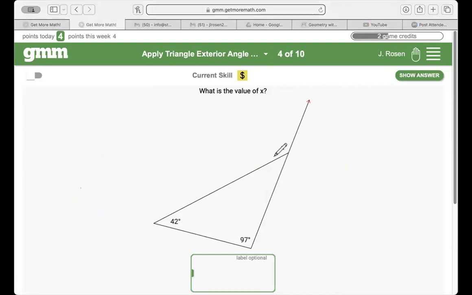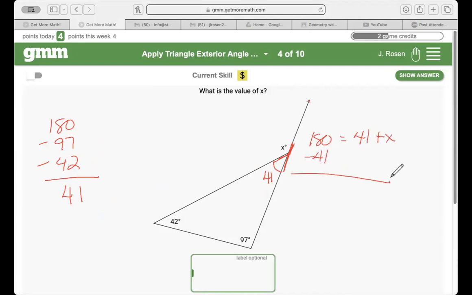So same thing here. What is the value of x? So we need to know the interior angle first. So 180 minus 97 minus 42. That is 41. And this is a supplementary angle, so that means it's 180 equals 41 plus x, and we're going to subtract the 41 to find the missing piece, which is 139.